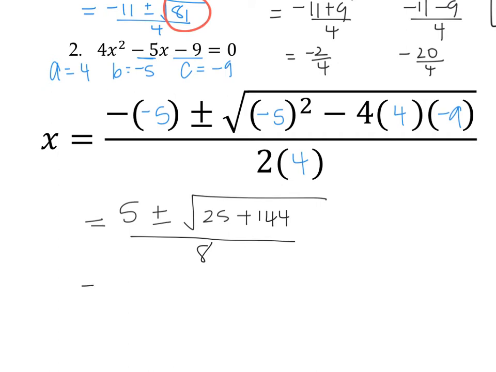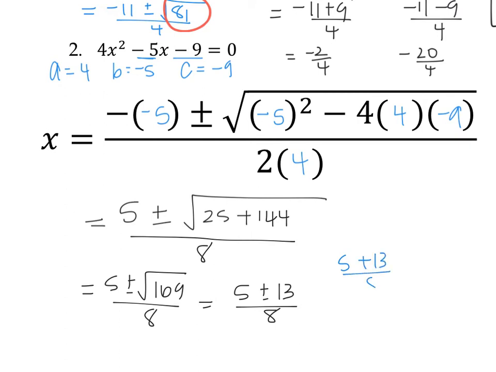Keep simplifying. 5 plus or minus the square root of 169 all over 8. This actually is a perfect square, so 5 plus or minus 13 over 8. And again, we can split that up into our two different solutions. So 5 plus 13 over 8 or 5 minus 13 over 8. Those are my two different ones that will both work. So that gives me 18 over 8 and, oh, what is that? Negative 8 over 8.